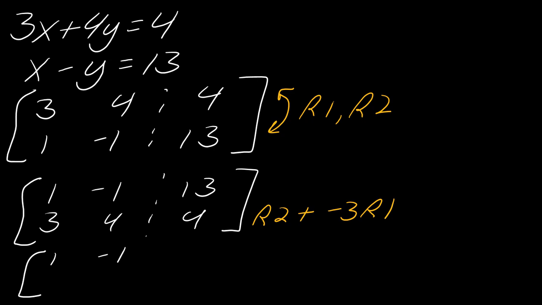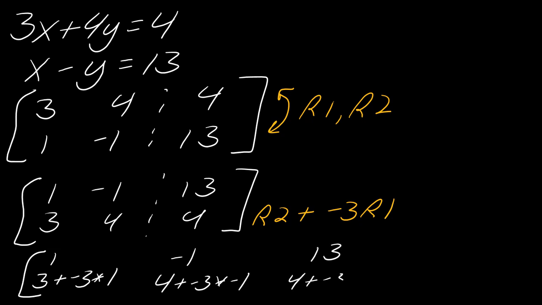So the top row, nothing is happening. But in the bottom row, I'm going to have the bottom row plus -3 times each element in the top row. So if I continue this pattern, I have 4 plus -3 times -1, and then I have 13, and then 4 plus -3 times 13. So there's all the work going into this.